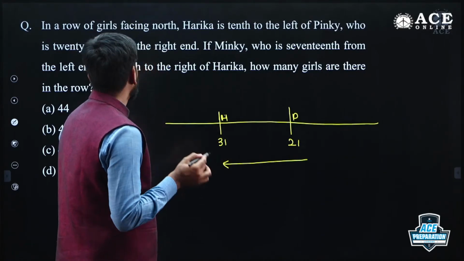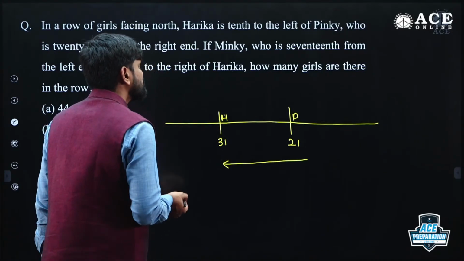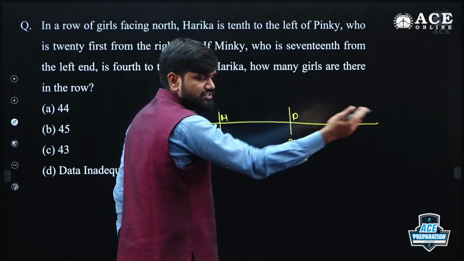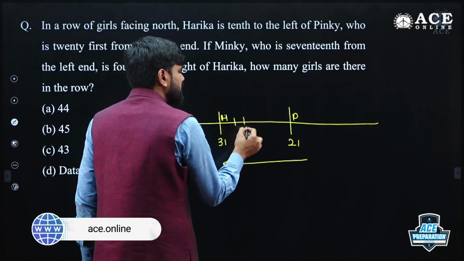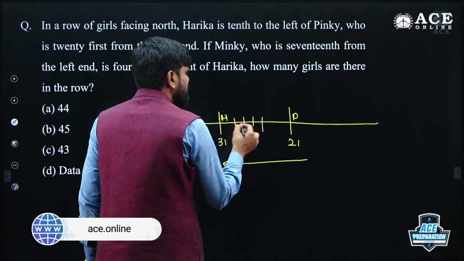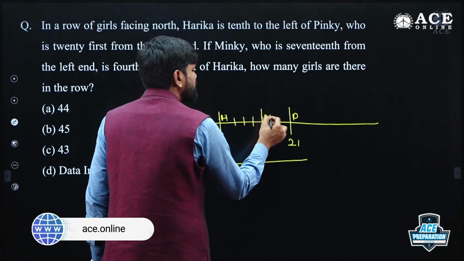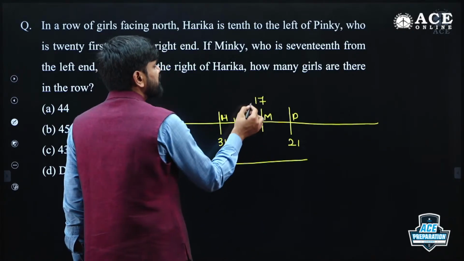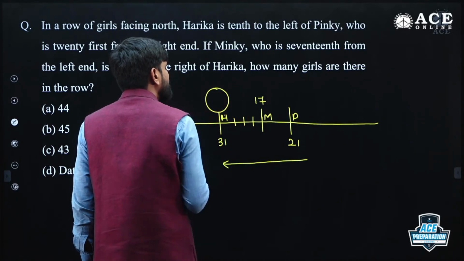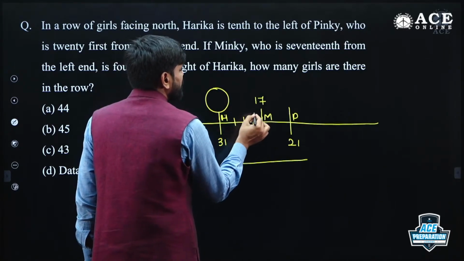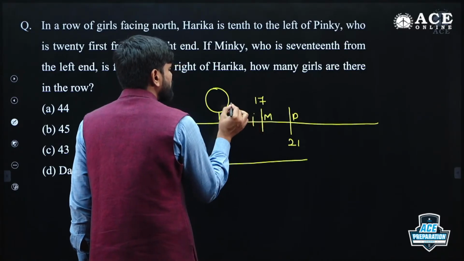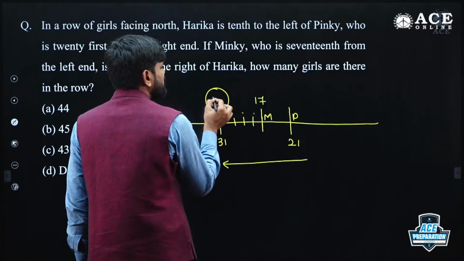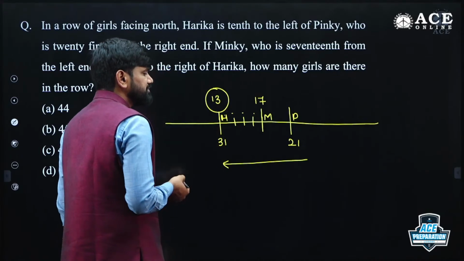Next, Minky, who is 17th from the left end, is 4th to the right of Harika. With respect to Harika, Minky is 4th to the right: first, second, third, fourth. This is the position of Minky, given as 17 from the left. If this is 17, so Harika will be how much from the left? You try to identify that. 17, 16, 15, 14, it should be 13, right.